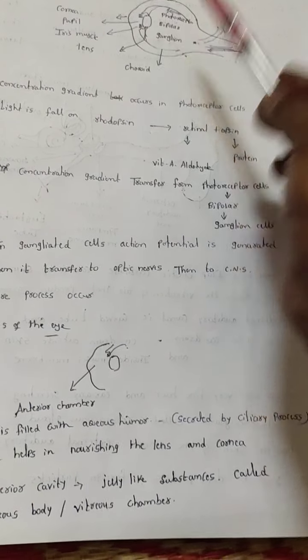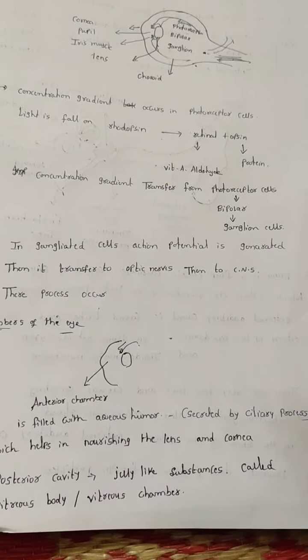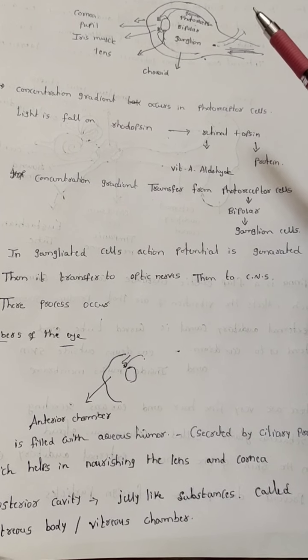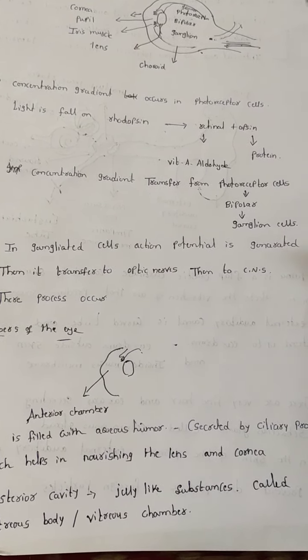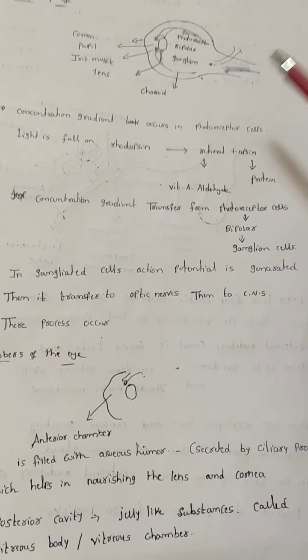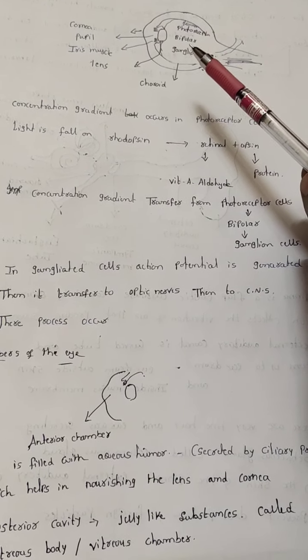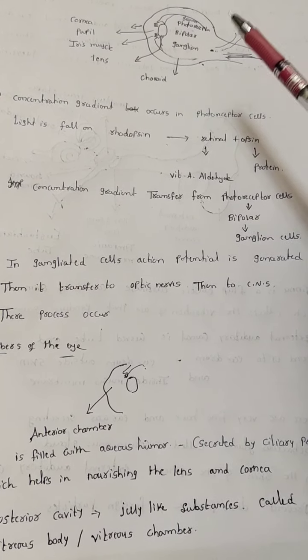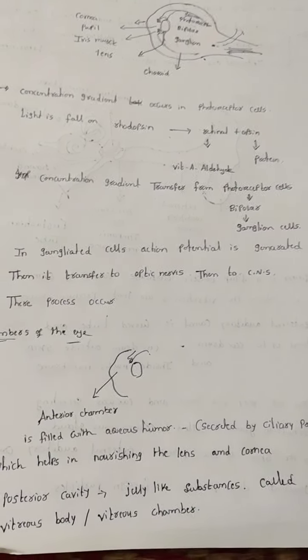It is a jelly-like substance. Based upon that, it exerts a certain pressure. That pressure is called intraocular pressure. Due to changes in this pressure, we can identify some types of diseases like diabetes mellitus.